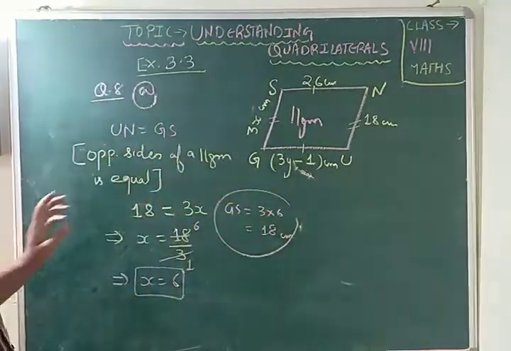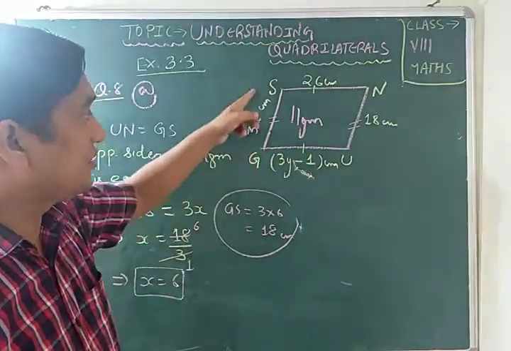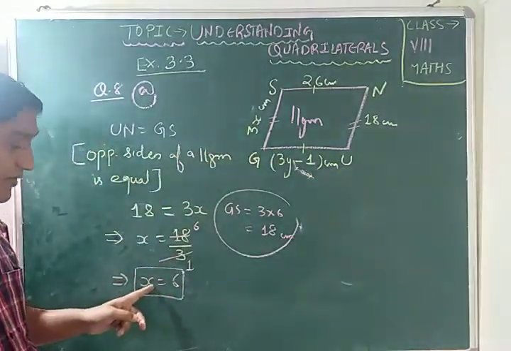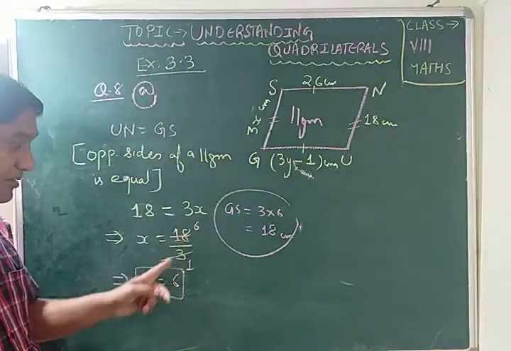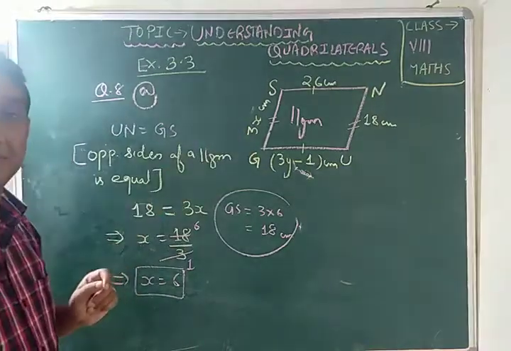Now we know that the opposite sides are equal. Now here also comes 18, GS is also 18. When we substitute the value of x, that is 6, it means our solution is correct. The value of x is 6.